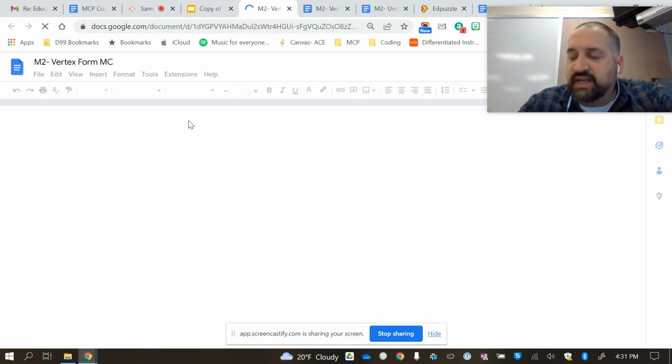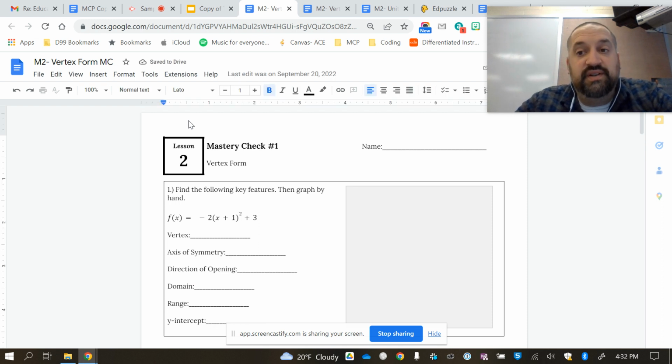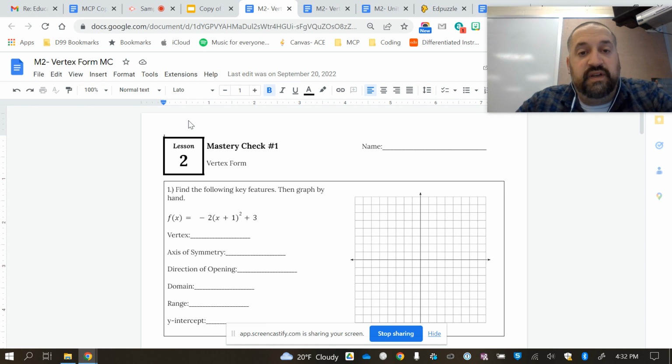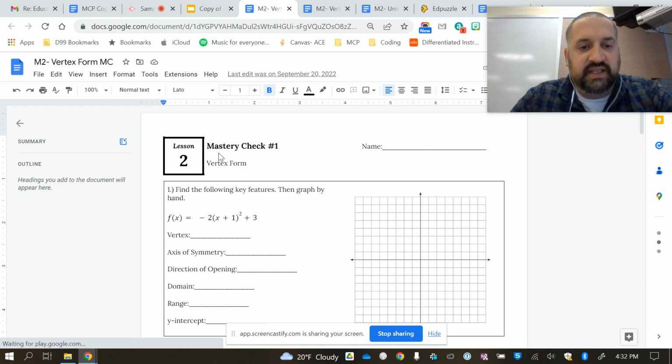And with my mastery checks, I like to ask myself, what is the least amount of work I need to see for students to show me they understand something? Like if it only needs 2 problems for me to see if a student gets it, I don't give them 10 problems, right? I think that's a waste of time. So here's a mastery check.